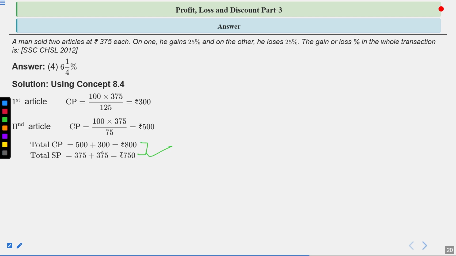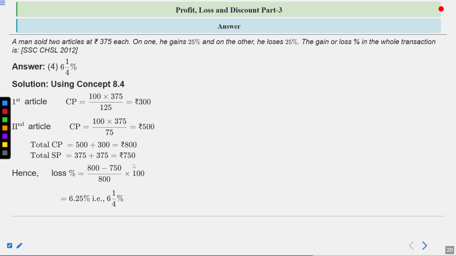And when we calculate the loss percentage, we know that loss and profit percentage is always calculated on cost price. So the loss percent will become 800 minus 750 upon 800 multiplied by 100. So the loss percentage will become 6.25%, or we can represent it in mixed fraction as 6 and 1 by 4%. So the fourth one is the correct answer of this question. Next one.